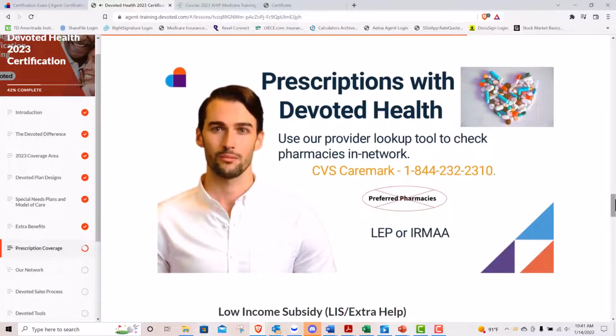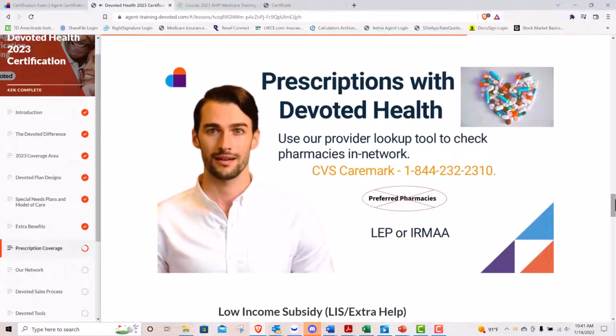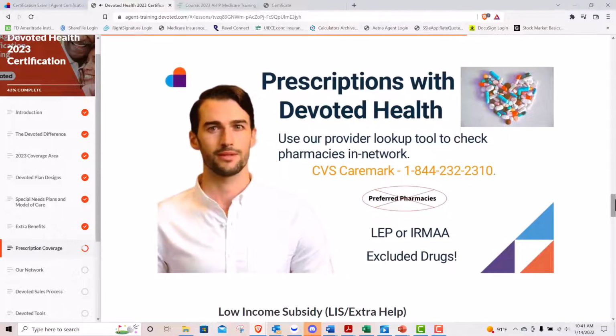If a member has a Part D late enrollment penalty, LEP, or income-related monthly adjustment amount, IRMAA, they may pay a higher premium for the prescription inclusion. Lastly, some of our plans do cover excluded drugs including erectile dysfunction drugs, generic brands, folic acid 1 mg tablets, vitamin D 50,000 unit capsules, B12 injections.